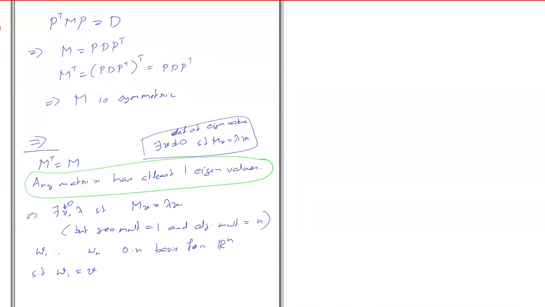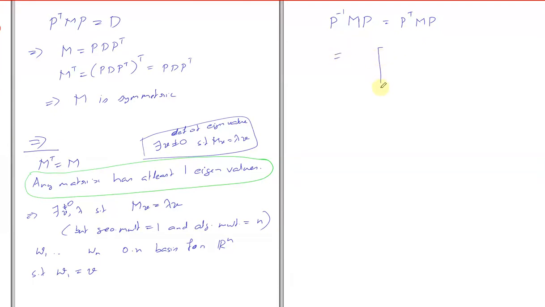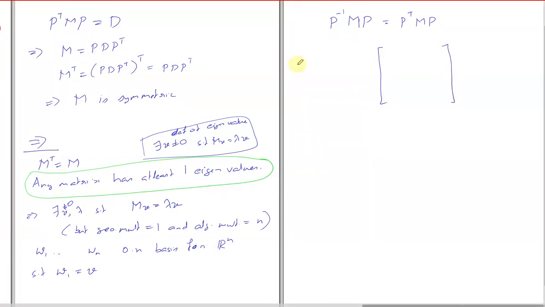So let's do this: P inverse MP we are doing. And this is equal to P transpose MP, right? We are changing to an orthonormal basis, so we are doing this. Is that clear? Now, what is happening here? We are basically doing these three matrix multiplications.